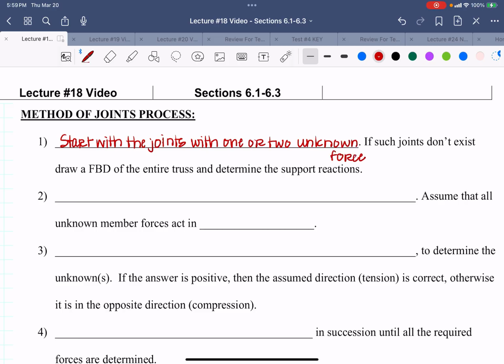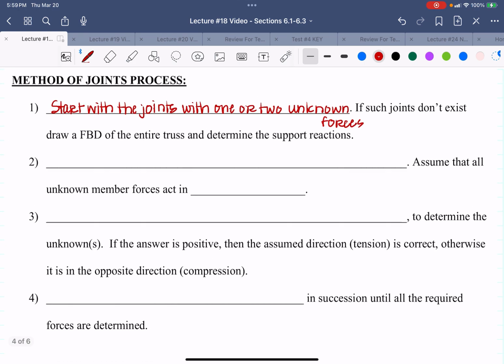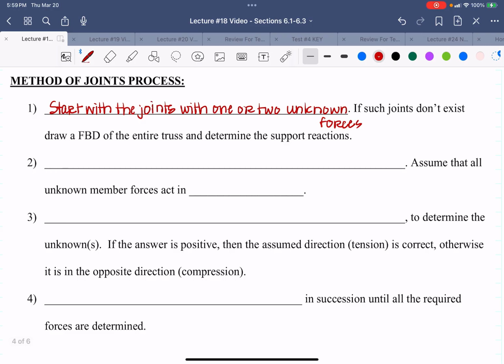If we don't have that, then we're going to have to draw a free body diagram of the entire truss and determine the support reactions. So it's typical that we are going to determine the support reactions. We just didn't have to on the last one. The second thing we're going to do is what we just did, and we're going to draw the free body diagram of the joint, and we're going to assume all the unknown member forces act in tension. So the force is going away from the joint.